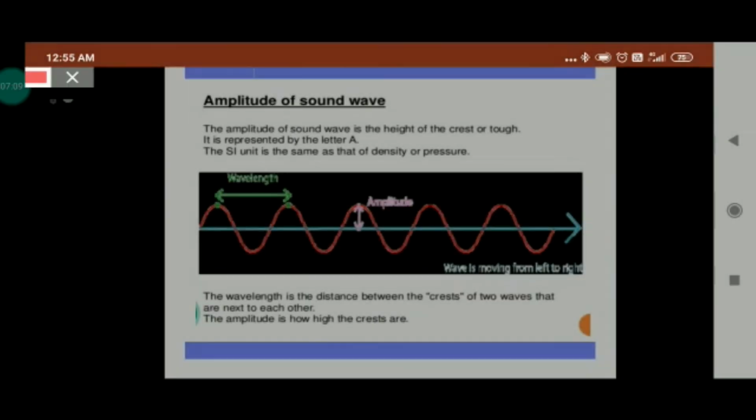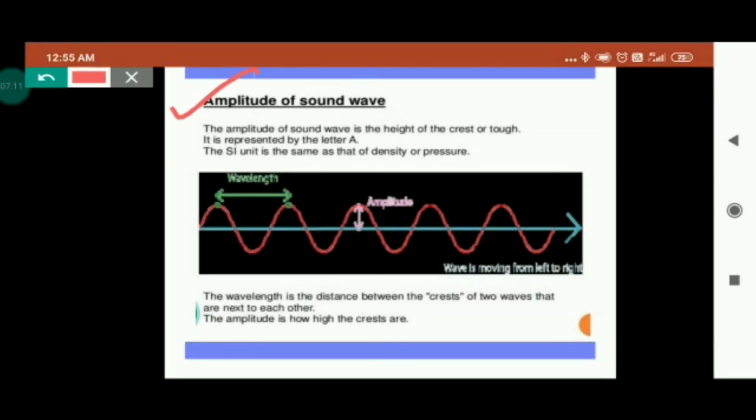Next, the amplitude of the sound waves. The amplitude of the sound wave is the height of the crest or trough. It is represented by the letter A. It means the height to which the crest or trough has gone is known as the amplitude. It is measured in length, so its SI unit is meter.